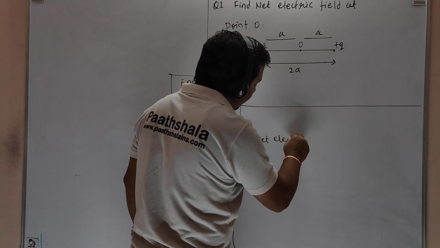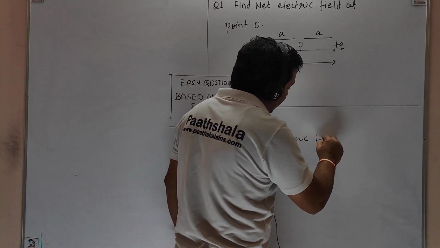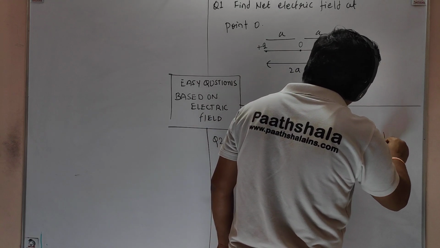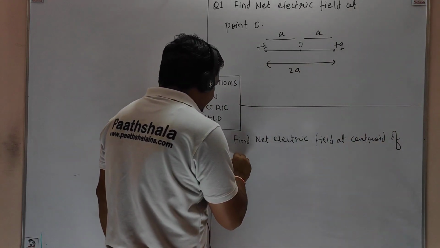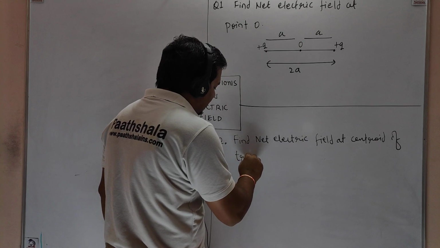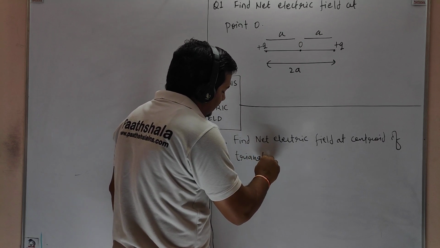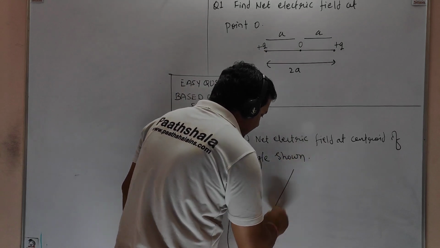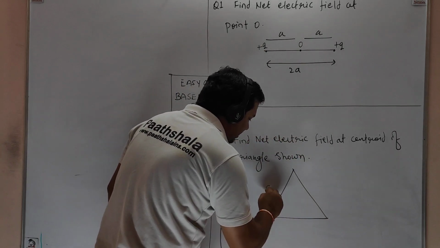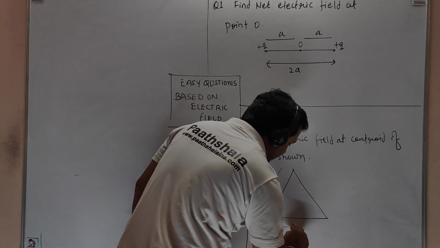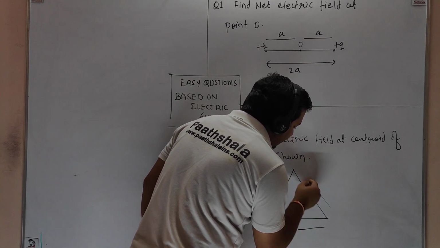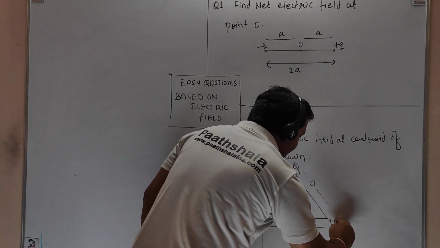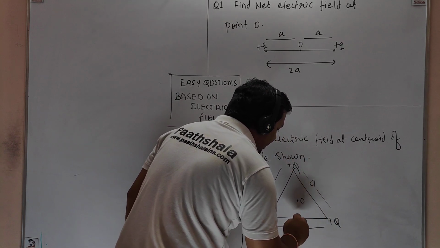Find net electric field at the centroid of the triangle shown. This is an equilateral triangle. Each side is of length a. This is plus q, plus q, plus q. Find net electric field at the centroid O.